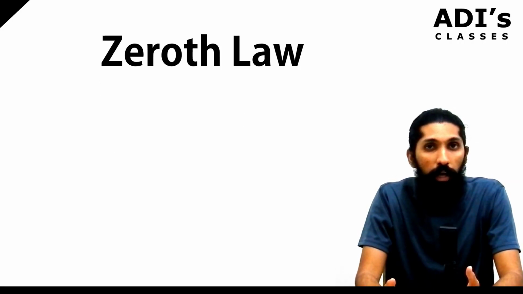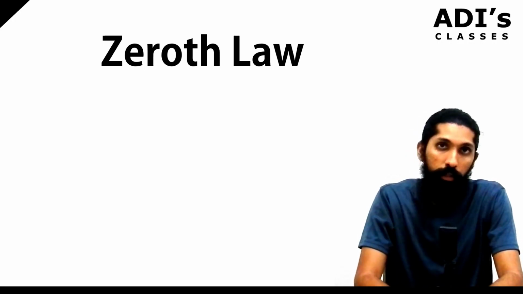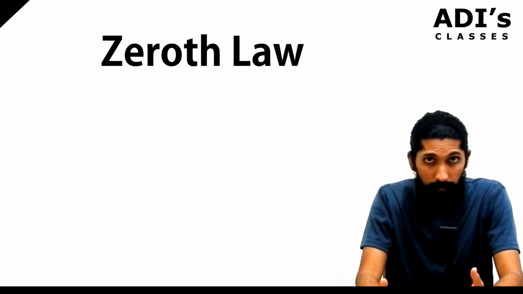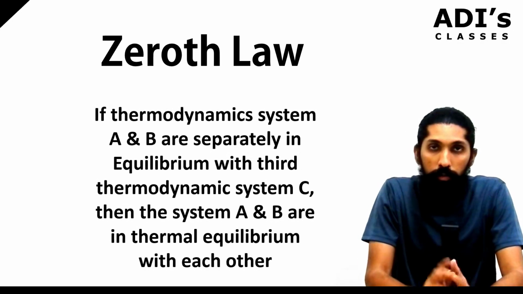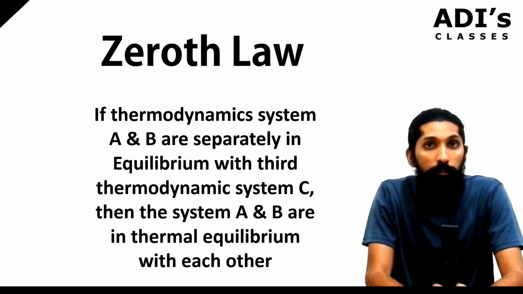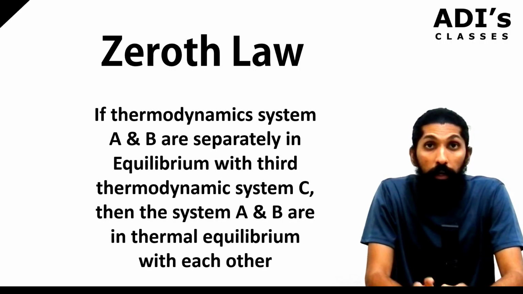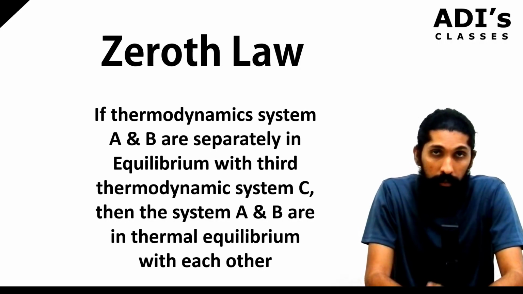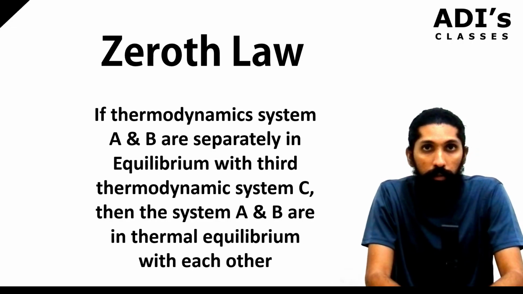Now, this is more like an axiomatic statement. All right. It's an axiom, you can call it. That means it is a known truth which you can easily understand. Suppose you have two systems A and B. Separately, they are in thermal equilibrium with a third system C. Okay. Then we can say that A and B are also in thermal equilibrium with each other.